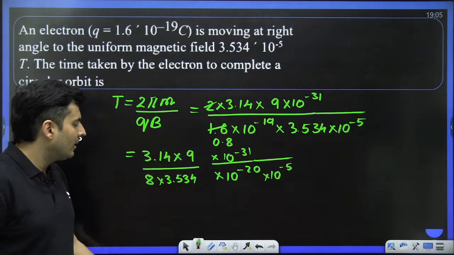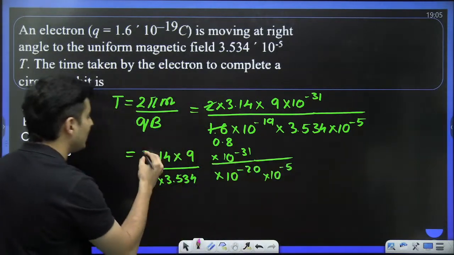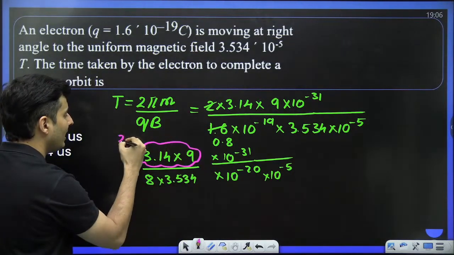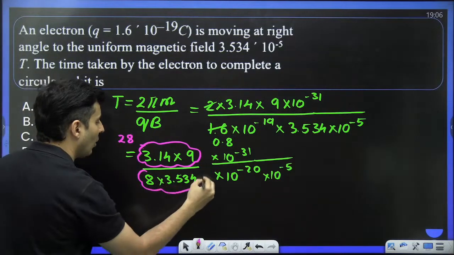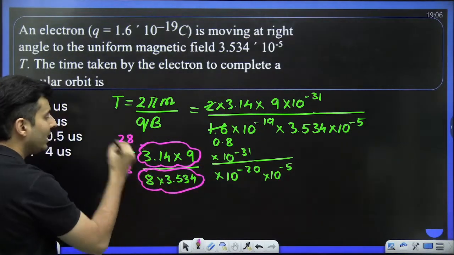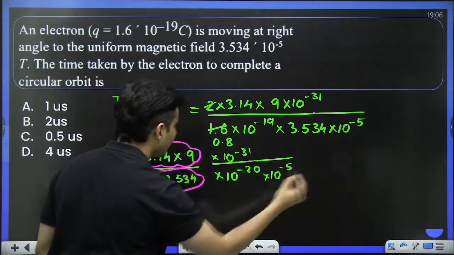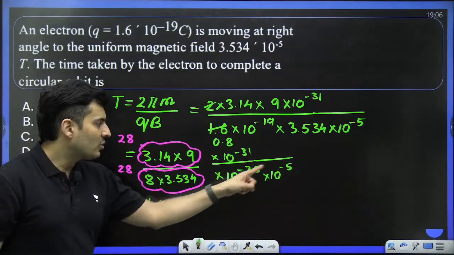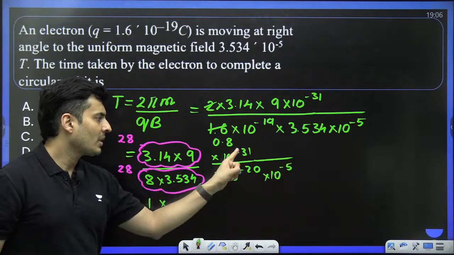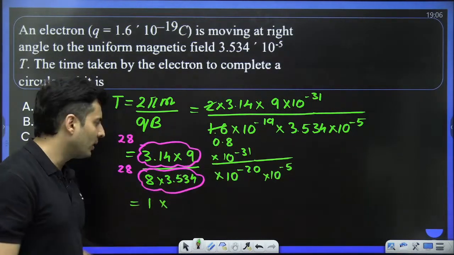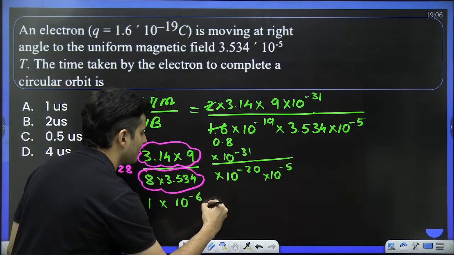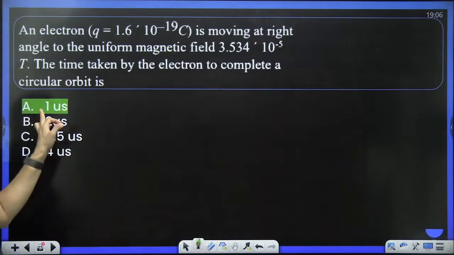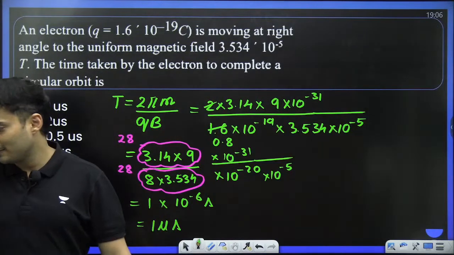Numerator and denominator, are you able to see? This is manipulation. I am not exactly multiplying. I am just thinking in my head. This will be very close to 28 and this will be also very close to 28. 28 by 28 is nothing but 1. Everybody with me? Minus 20 minus 5 is minus 25. Minus 31 and minus 25 cancel. What is remaining? 10 to the power minus 6 seconds, meaning it is 1 microsecond. That should be the answer. Yes, option A is the correct answer.